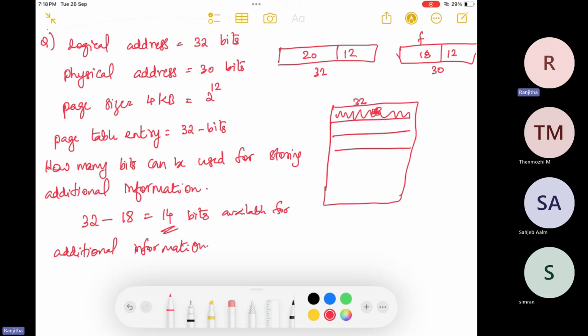Yeah, so with this kind of generic questions in paging. Now let's go back to the previous year questions. Okay, I'll share the screen.